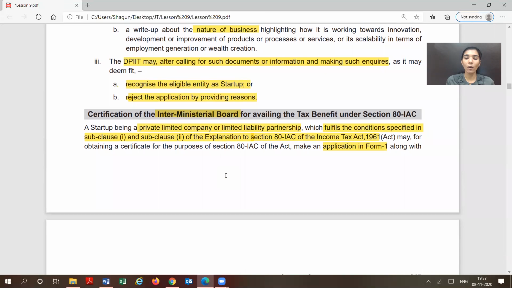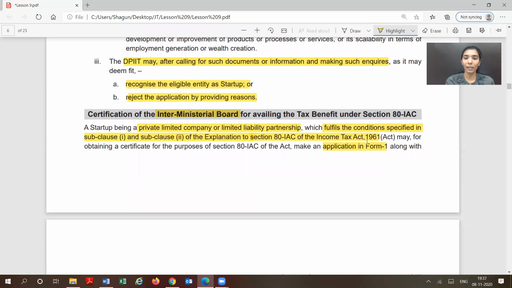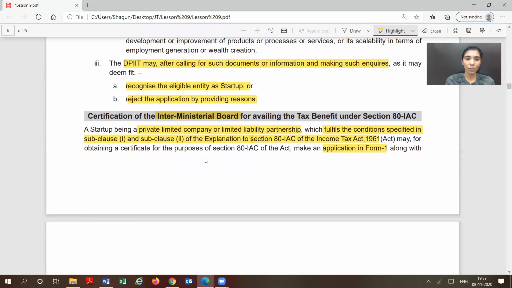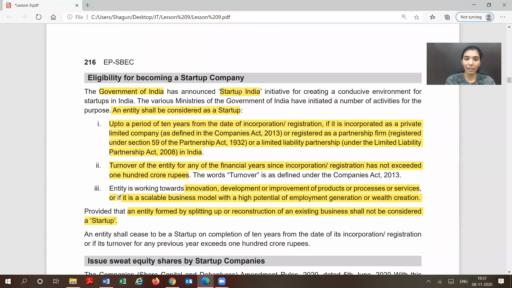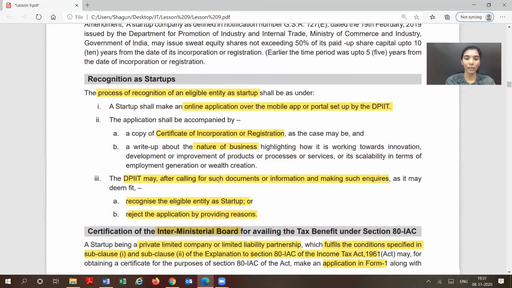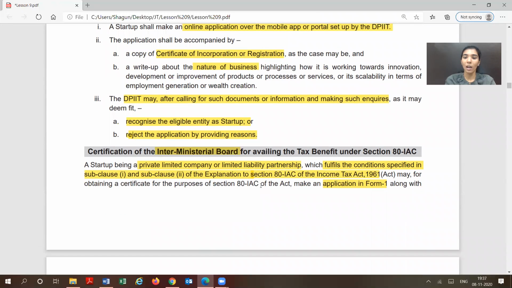Now these startup companies also have various tax benefits under section 80-IAC of the Income Tax Act. The earlier definition was under the Startup India initiative of the Government of India, but to be qualified for deduction of tax benefit under section 80-IAC of the Income Tax Act, the startup should either be a private limited company or LLP, and it should fulfill the conditions specified in subclause 1 and subclause 2 of the explanation to section 80-IAC.